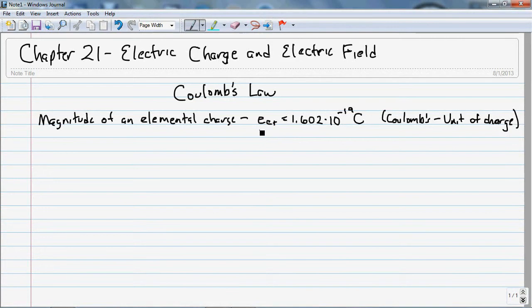And for the elemental negative charge, it's going to be minus 1.602 times 10 to the minus 19th coulombs.